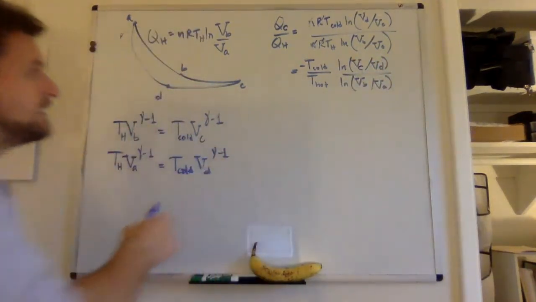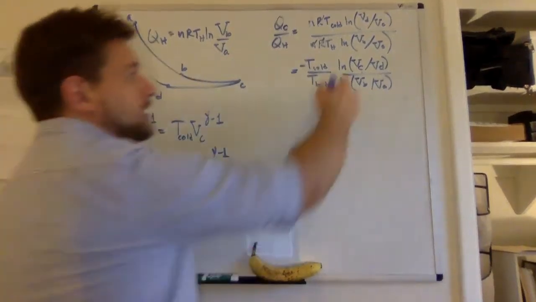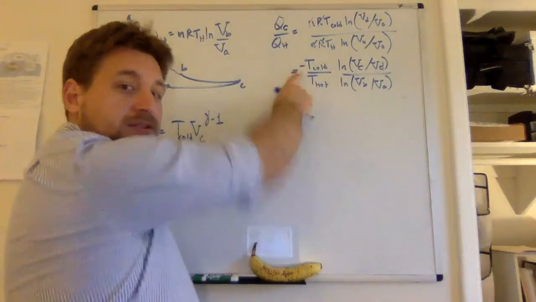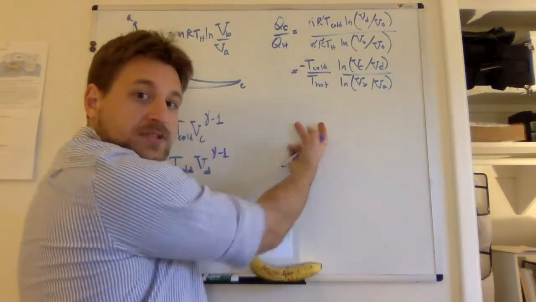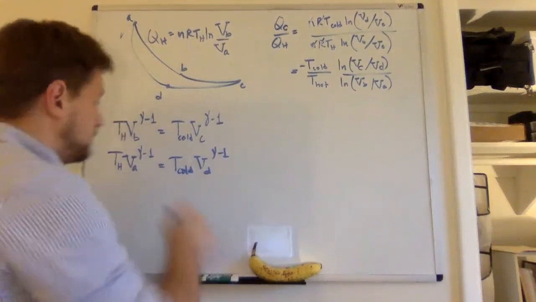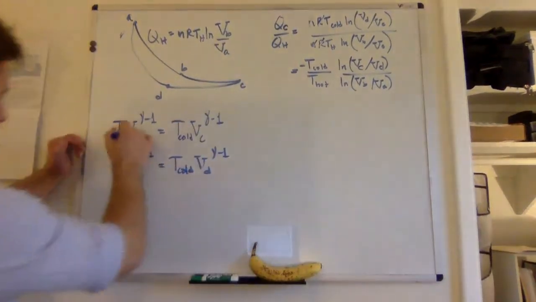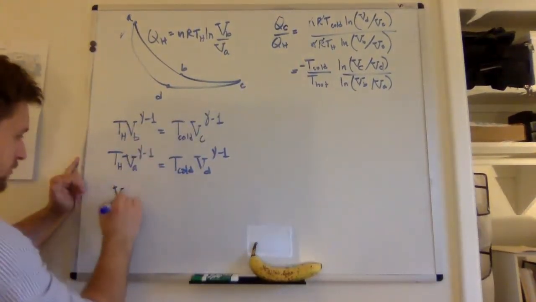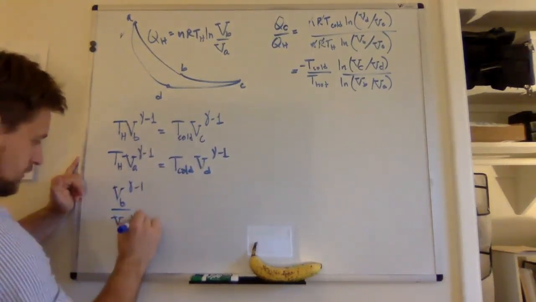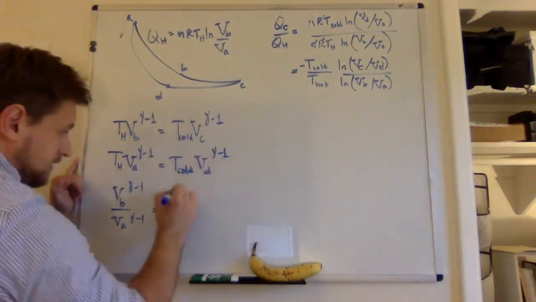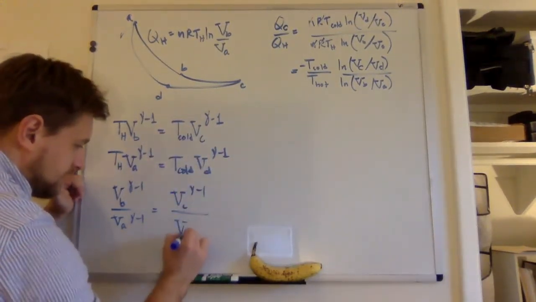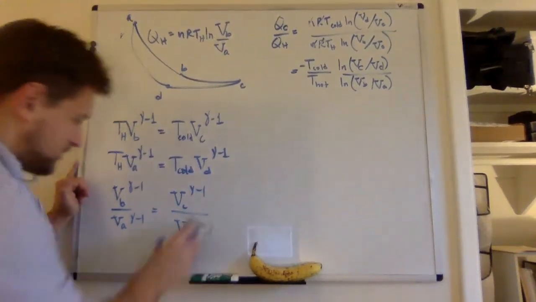And then VC, VD. Think about the log rules, right? The log of a quotient is the difference of the two logs. If we factor a minus 1, it changes the order of the difference, which makes the reciprocal of the quotient argument. That means, okay, so now let's divide TH over TH. We've got VB over VA to the gamma minus 1, and VC to the gamma minus 1 over VD to the gamma minus 1.